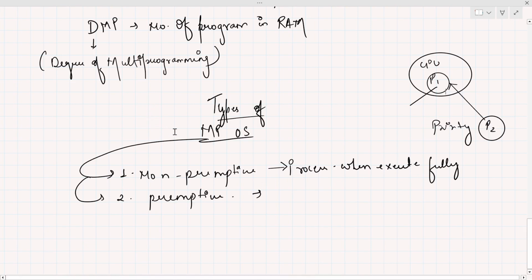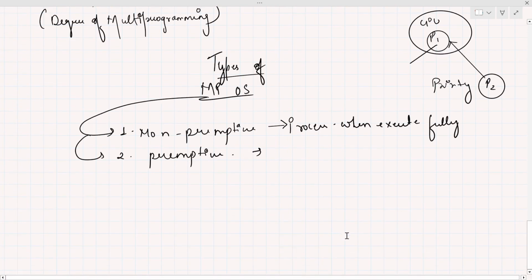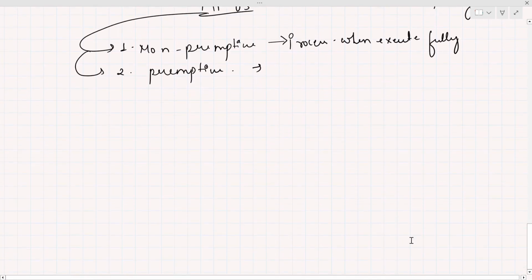So these are the two types. We will see this in detail when we are solving some questions. This is a basic overview. Now after that we have another operating system which is called the multi-processing operating system.